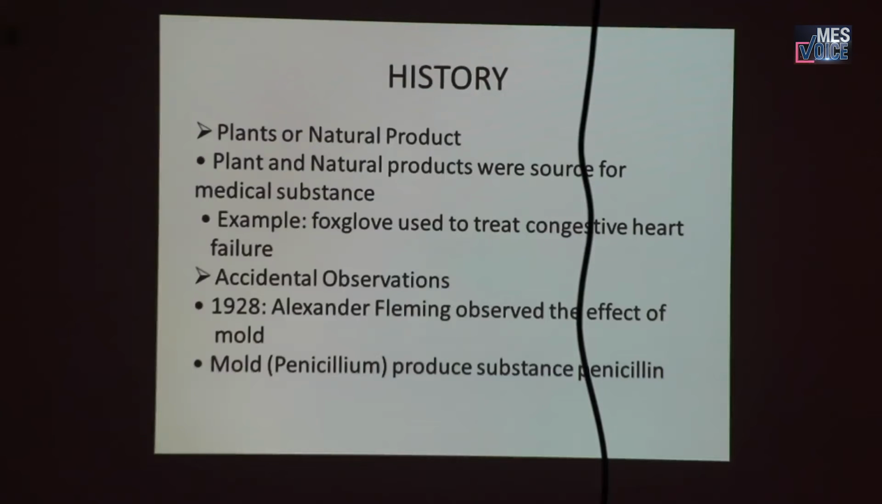Coming to history, first in the world, drugs were based mainly on plants or natural products. One important example is foxglove, which is used to treat congestive heart failure. And coming to history, one important discovery is that Alexander Fleming discovered penicillin from the mold Penicillium.